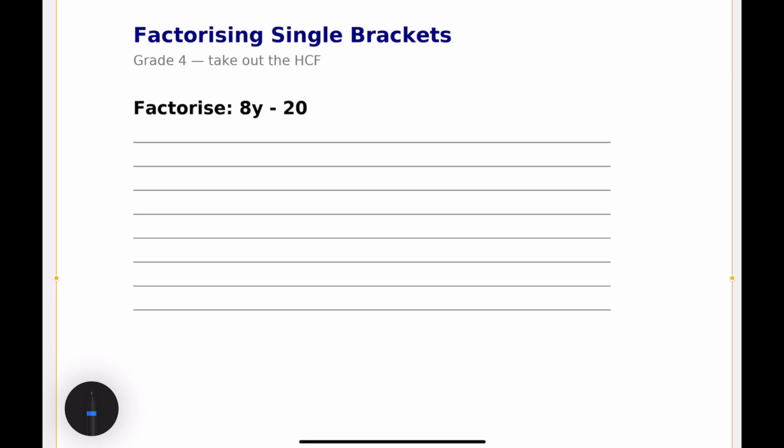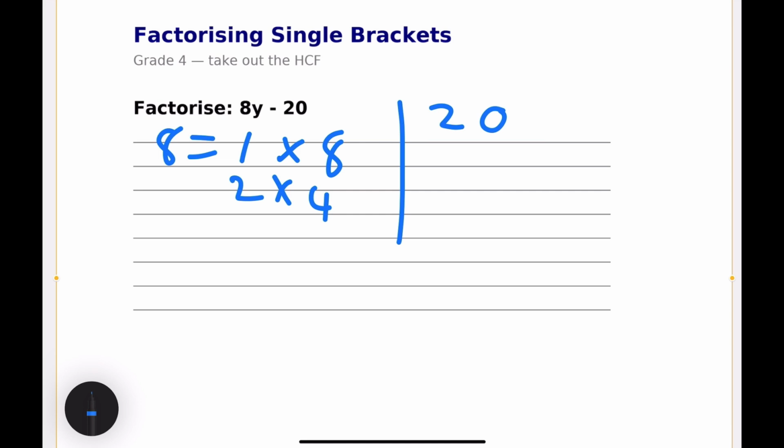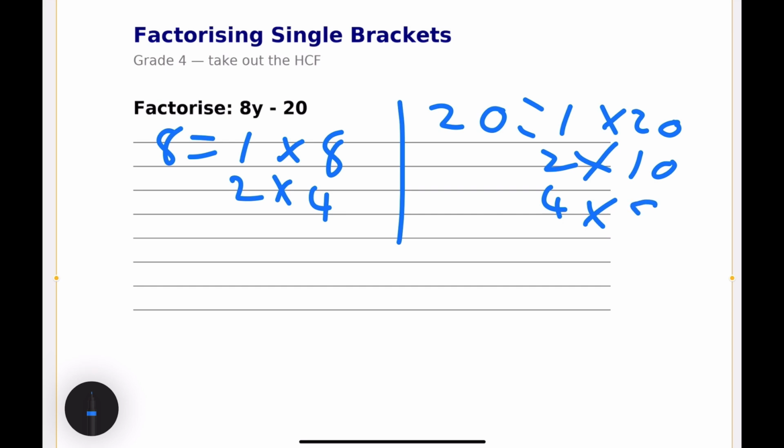This time we have 8y minus 20. This time the first number is not a factor of both of them, so we need to work out what the factor is. So let's write down the factors of 8. 8 is equal to 1 multiplied by 8 and 2 multiplied by 4. And then 20 is equal to 1 multiplied by 20, 2 multiplied by 10, and 4 multiplied by 5.